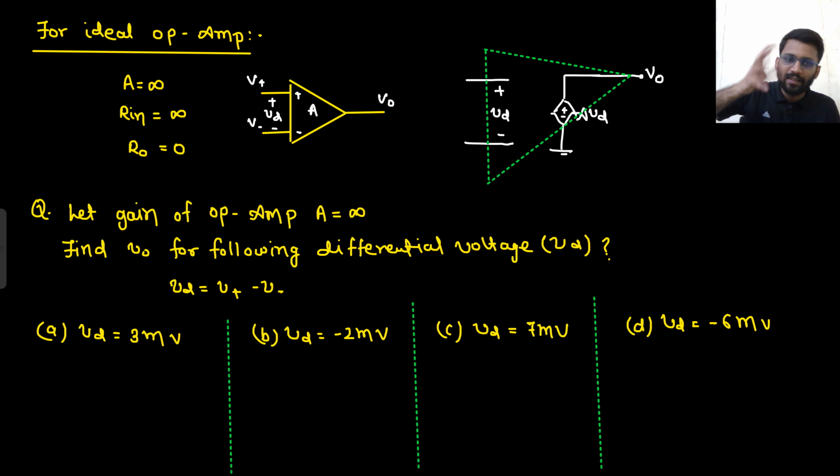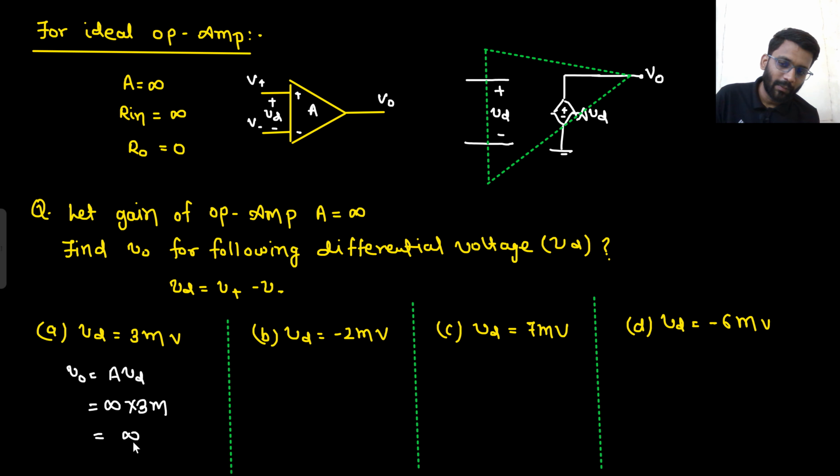So let's see how the characteristics would look like now. Okay, so the gain, ideal op-amp is there, the gain is infinity. For an ideal op-amp, the gain is infinity. What will be your output if these differential voltages are given? So what will be the output? Output will be A into Vd. What is A? A is equal to infinity. Vd is 3 millivolt. What will be output? Infinity into some value. Infinity only.